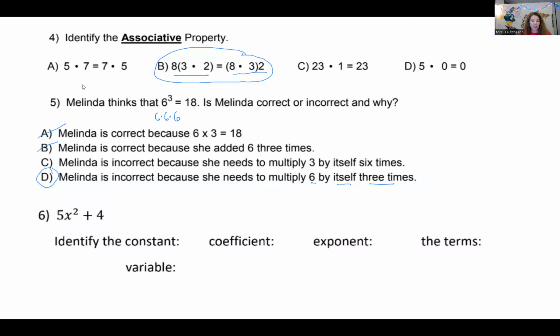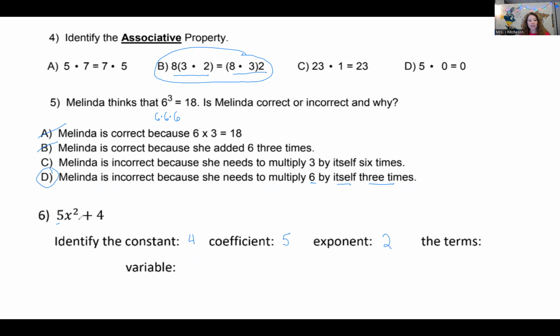Number 6, we're going to identify each of these things. A constant is a number not multiplied by a variable. So the constant is 4. A coefficient is a number attached to a variable. So the coefficient is 5. Exponents, those are the little numbers. So our exponent is a 2.